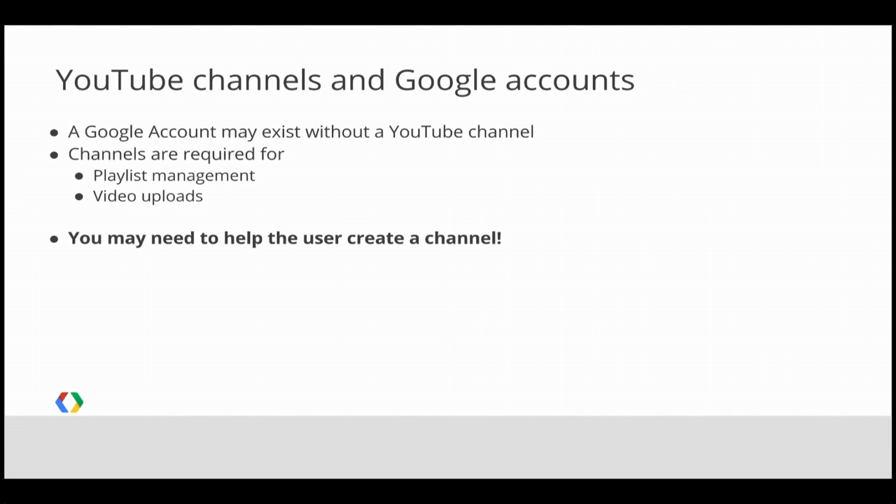A Google account is what you get when you sign up for Gmail. You sign up for Gmail, you have a Google account, you can search, get search history, a calendar, and get access to a whole range of other services. Now, a YouTube channel is necessary for uploading videos and managing playlists and doing a few other things that you need to do on YouTube. You can have a Google account without having a YouTube channel. And this can be initially confusing, but once you get the hang of working with this, it's not that big of a deal.